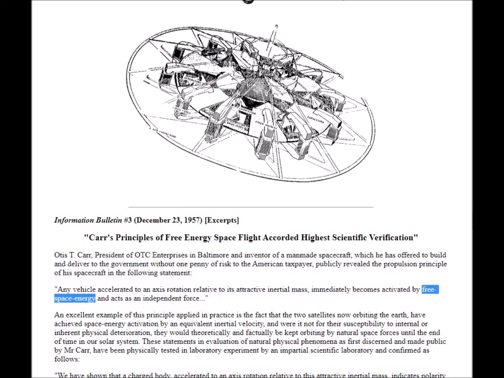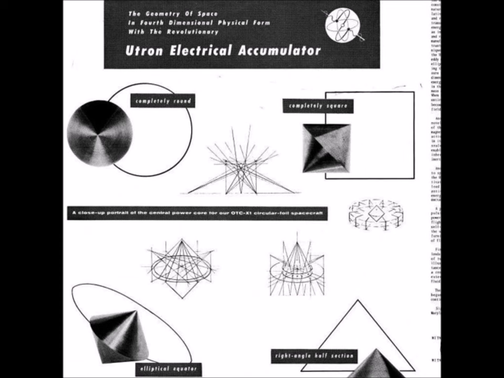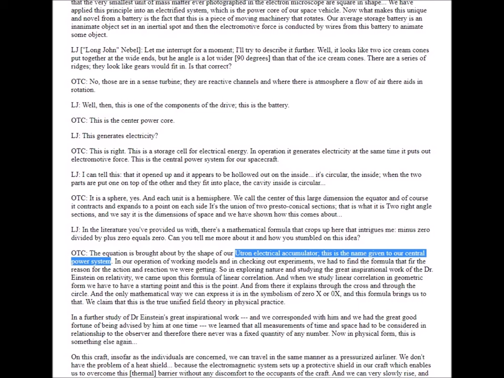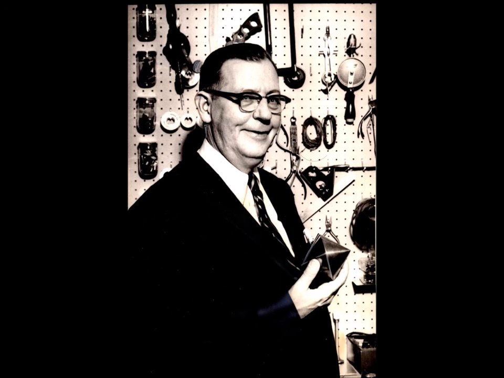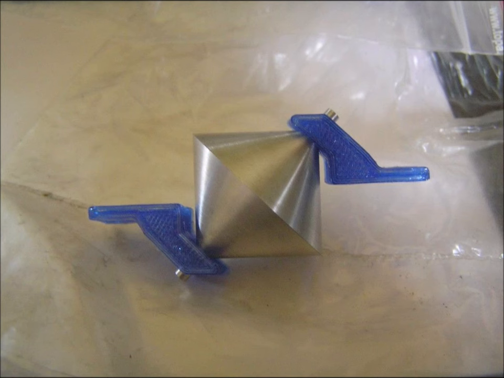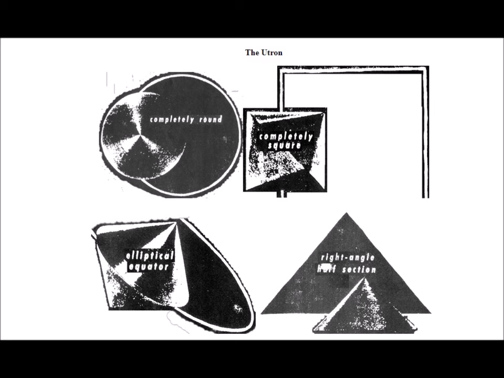Well, another key feature of Carr's spacecraft design is a free energy power system, of which a device called the Utron was a principal part. The Utron was designed as an electromagnetic energy accumulator, which had the purpose of harvesting energy from the craft's environment. Carr explained that the Utron was a dimensional product and was conceived with the dimensions of space itself in mind. It had the appearance of 2 ice cream cones with their circular bases joined, as shown. Essentially a miniaturized version of the craft itself.